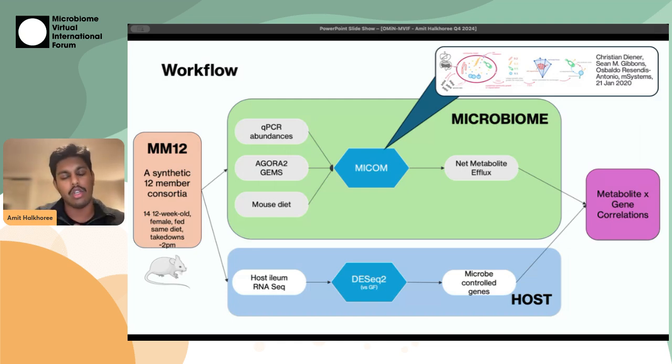We didn't initially use a whole SPF microbiome. We started smaller. We used the MM12. This is a synthetic 12-member consortium that's really designed to recapitulate the functions of the colon and fight against colonization resistance. There isn't an ileal synthetic microbiota yet that I know of. So this will have to do for now.